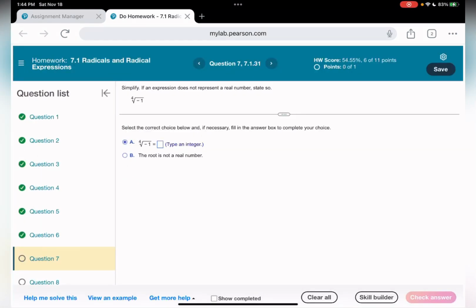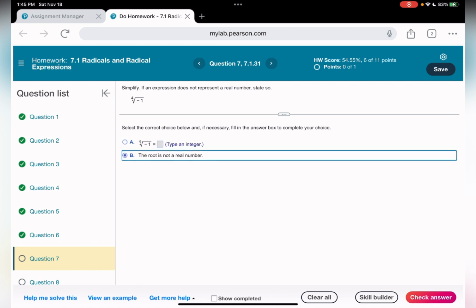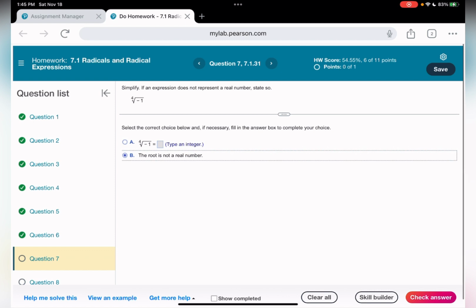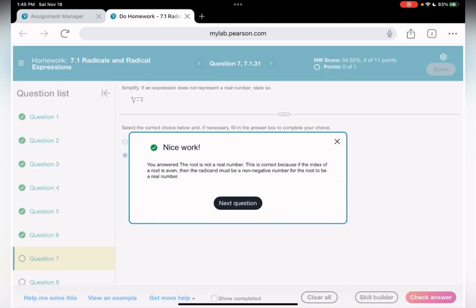Radical degree 4, from negative 1. Well, since we have an even number, that means that we cannot have a negative in the base, right? Because we can't get negative 1 from underneath the radical. Therefore, we say not a real number. But if we would have radical degree 5, then negative 1 will come out. Moving to next question.